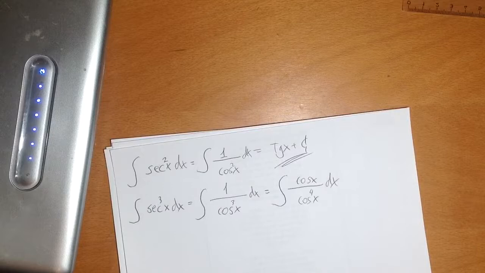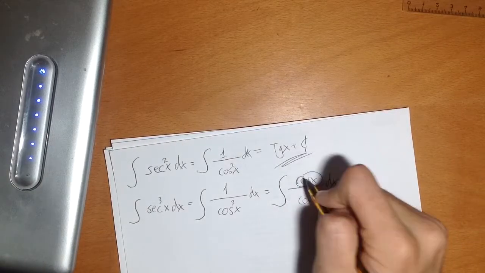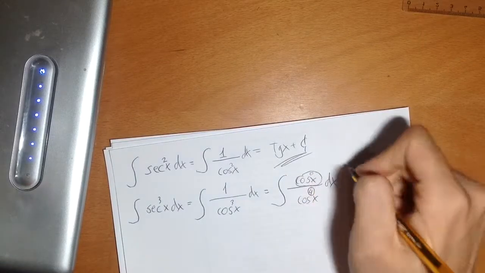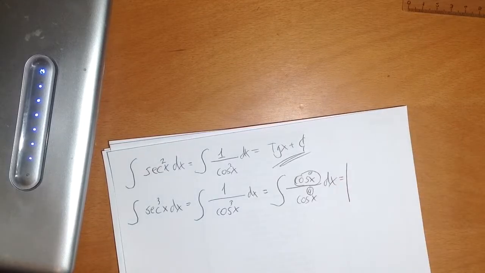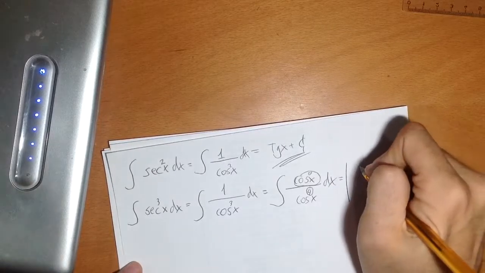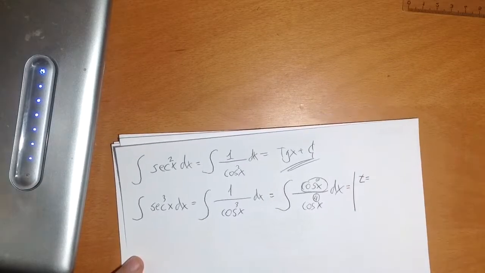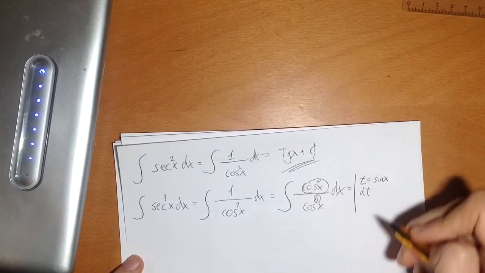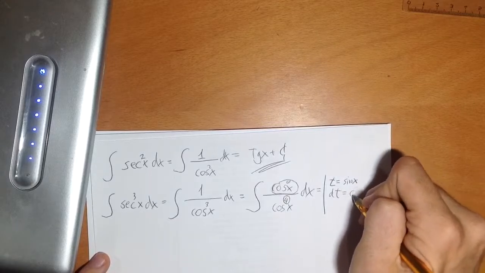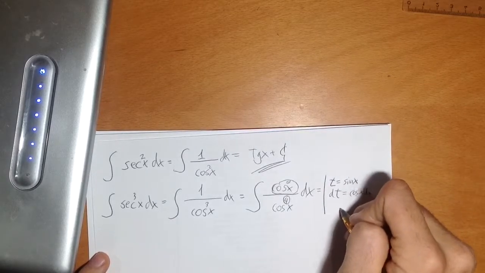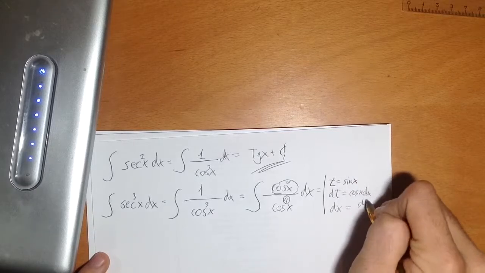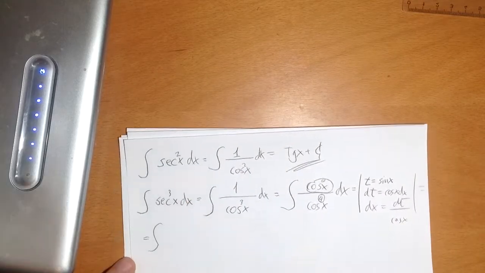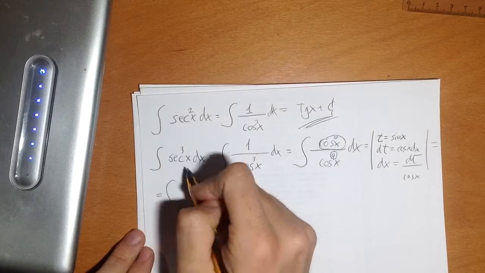Okay, so now we have an even power and an odd power. So we know that when we have an odd power, we have to compute the following substitution: t equals cosine of x. Okay, so we just have to derive and compute. Okay, so now the integral of dt.